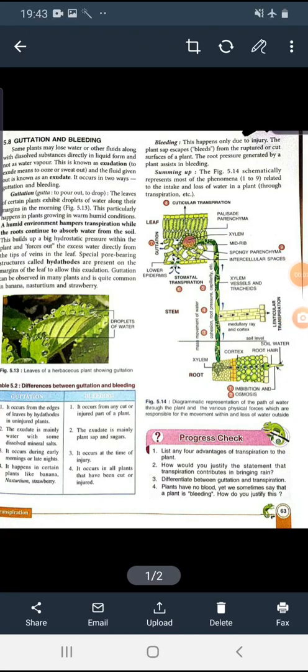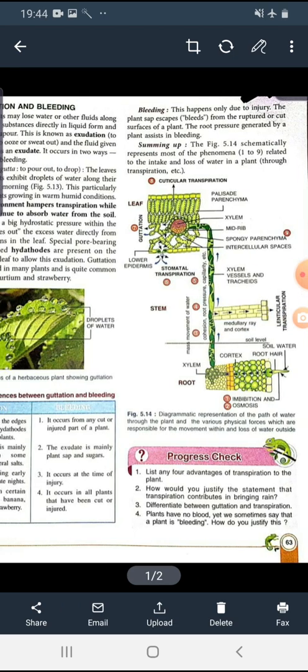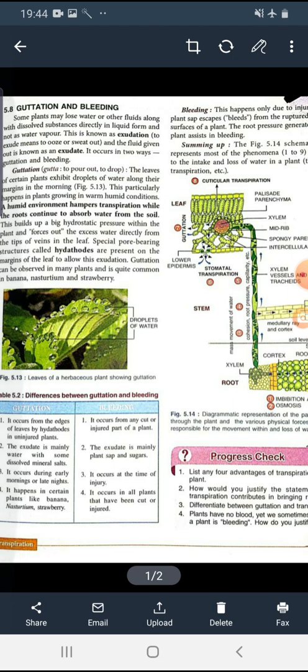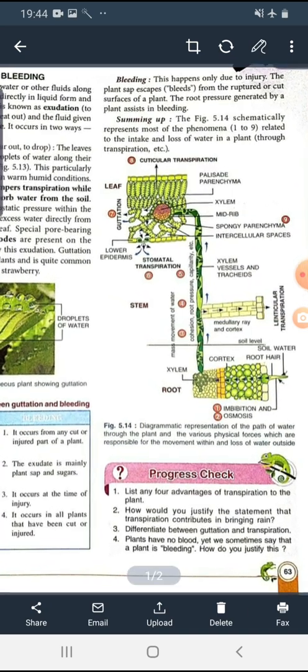So, we have almost completed this chapter. I think the guttation and bleeding, which I discussed in the previous class, you have understood. So, let's see figure number 5.14.